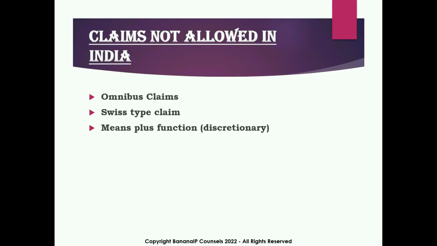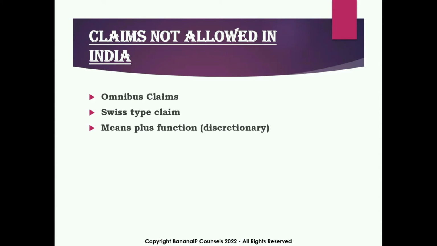So these are the different types of claims, and there are a few claims that are not allowed in India. Every jurisdiction has its own way of interpretation of the claims. The first of the claims not allowed in India is the omnibus claim, where the claims don't talk about any technical feature, but refer to the specification or the drawings. Such omnibus claims are not allowed in India.